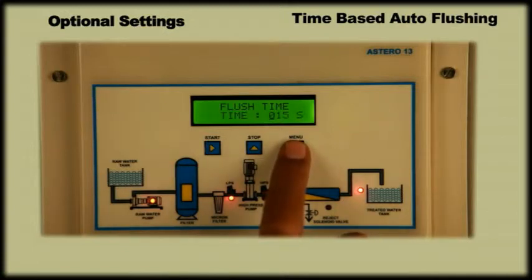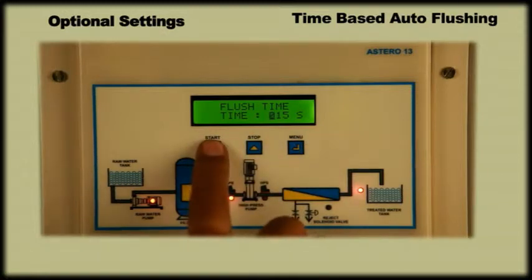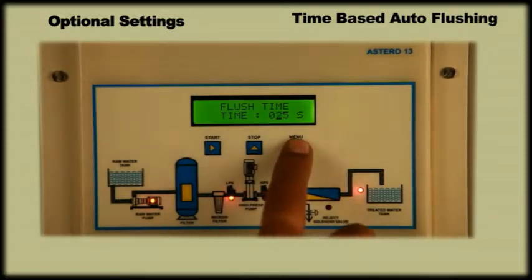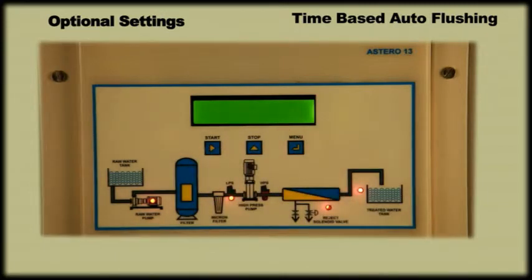On pressing the Menu key again, the display will show the previously set flushing time. This is the duration of time for flushing, that is, for how long you would want the flushing to happen. You can set the time in seconds. Let's enter 25 seconds and press Menu twice to enter and exit. Now after every 4 hours, it will start flushing for 25 seconds.